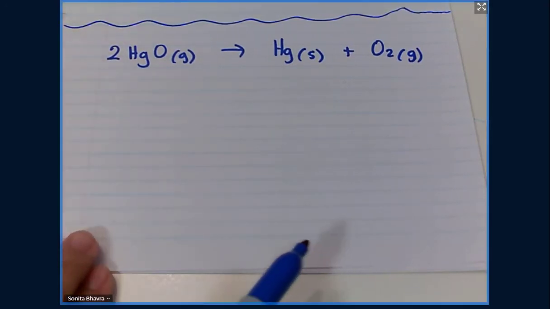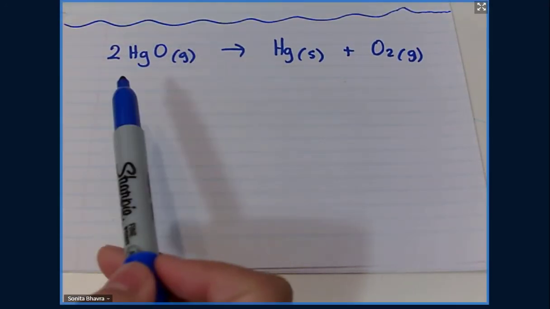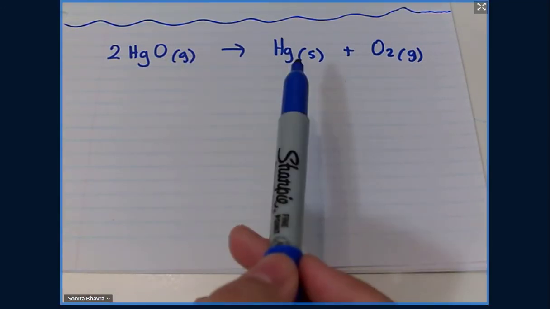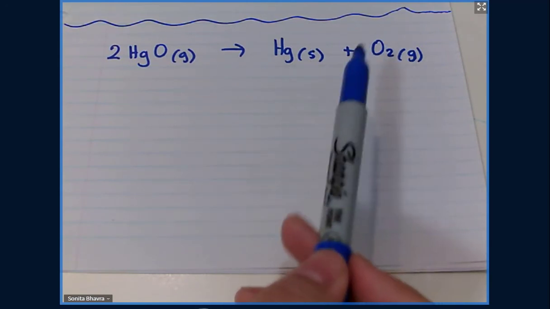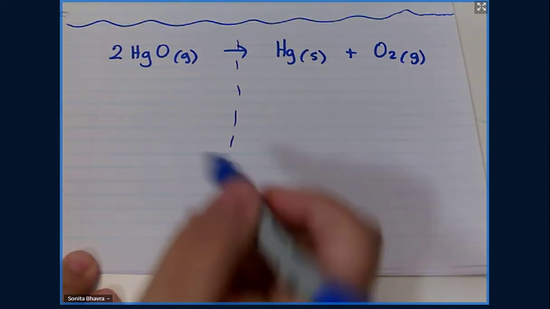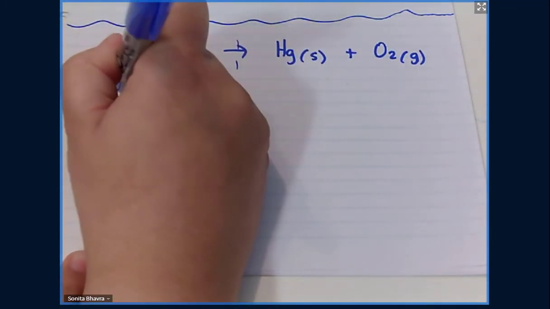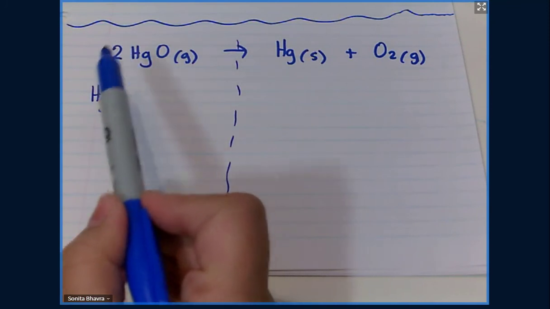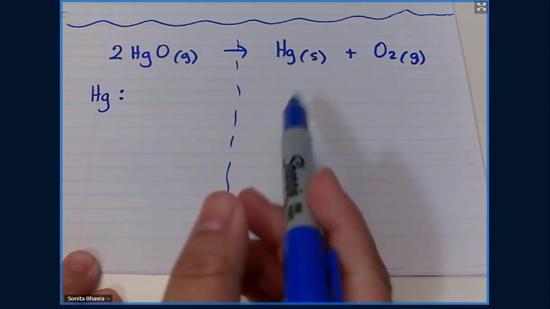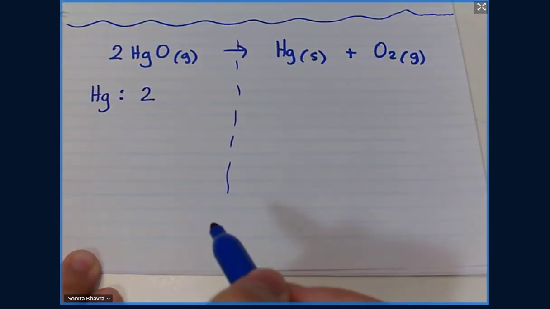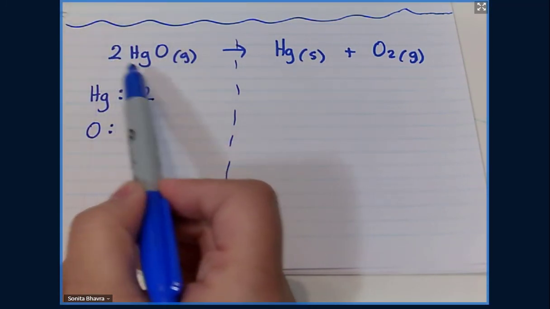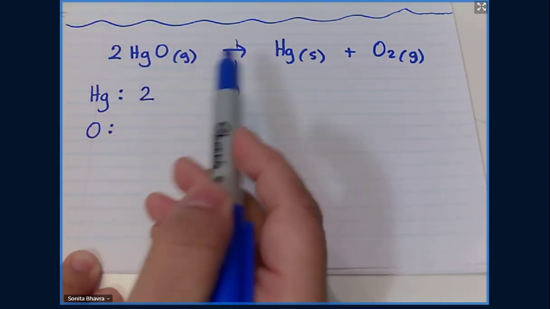All right, so here is our next example. We have mercury oxide, and it's producing mercury solid plus oxygen gas. So on our reactant side, we have Hg, which is mercury. There's a coefficient of 2 in front of the HgO, so that means there's 2 mercuries here. And oxygen, because the coefficient 2 is also in front of the O here, there is 2 oxygens.